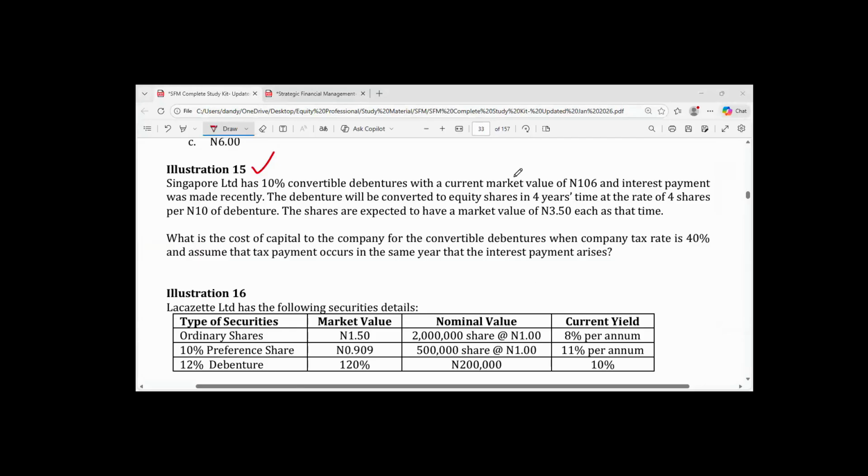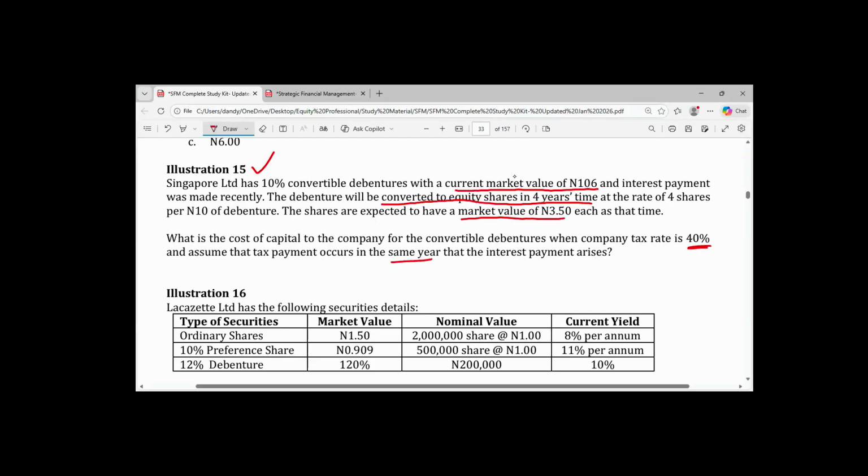Okay. Illustration 15. Singapore Limited has 10% convertible debentures with a current market value of 106 naira. An interest payment was made recently. The debenture will be converted to equity shares in 4 years' time at the rate of 4 shares per 10 naira of debenture. The shares are expected to have a market value of 3.5 naira each as at that time. What is the cost of capital to the company for the convertible debentures when company tax is 40%, and assume that tax payment occurs in the same year that the interest payment arises?